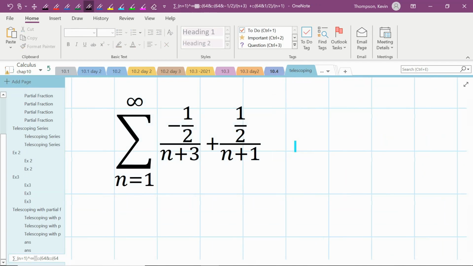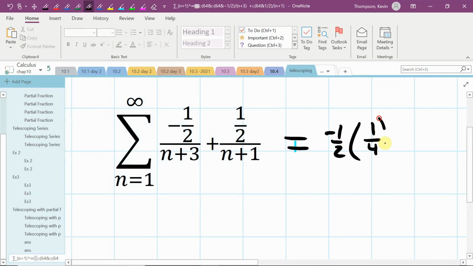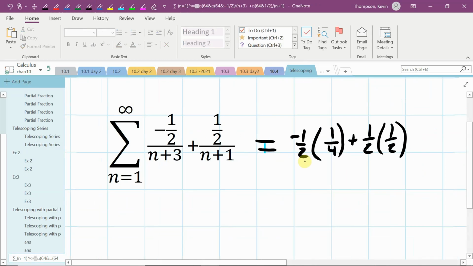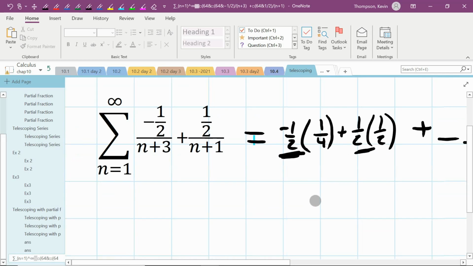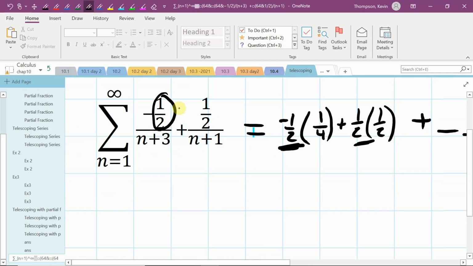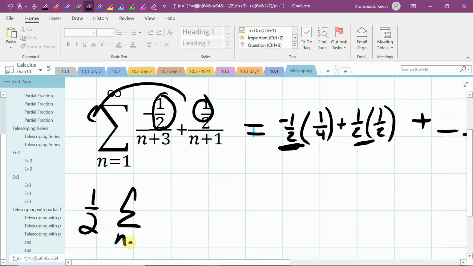Think about if I would start writing this out. I'm going to substitute in 1. Well, it's really this negative 1/2 times 1 over 4 plus 1/2 times 1 over 2. Aren't I going to keep writing these halves for both of these terms? Every single term is going to have either a 1/2 or a negative 1/2. So here's a simpler thought: this half can actually be factored out. And so now I have negative 1 over n plus 3 plus 1 over n plus 1.